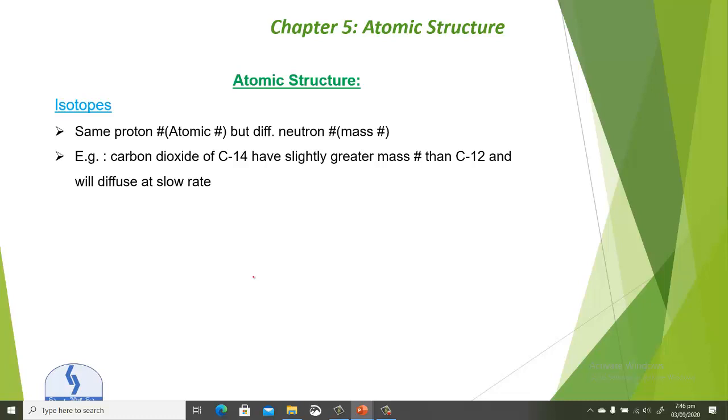Isotopes are atoms of an element having the same atomic number but different mass number, or we can say atoms of the same element having the same number of electrons and protons but different numbers of neutrons. They have the same electronic configuration and the same chemical properties, because chemical reactions involve only electrons, not neutrons. So same chemical properties but different physical properties, because those depend upon the mass number.